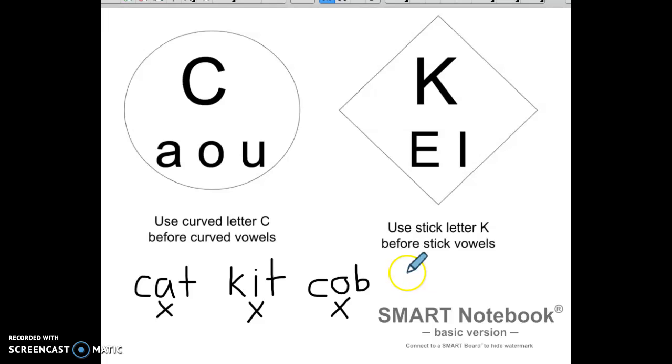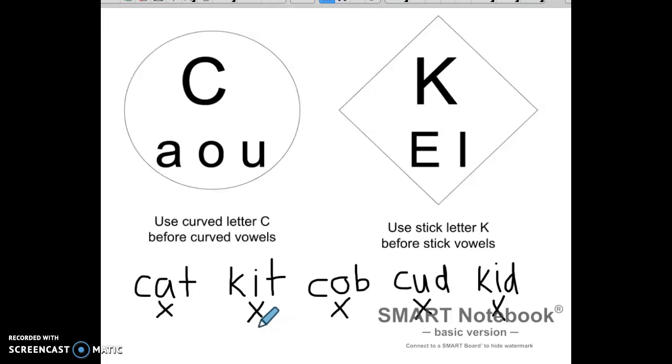And the next word I asked you to write down was cud, because it has a uh sound, you're going to spell that one with a C. And then the last word I asked you to write down was kid. Since it has an I sound, you're going to spell that with a K. And that's kid. Okay, those are our CK words that we were practicing today.